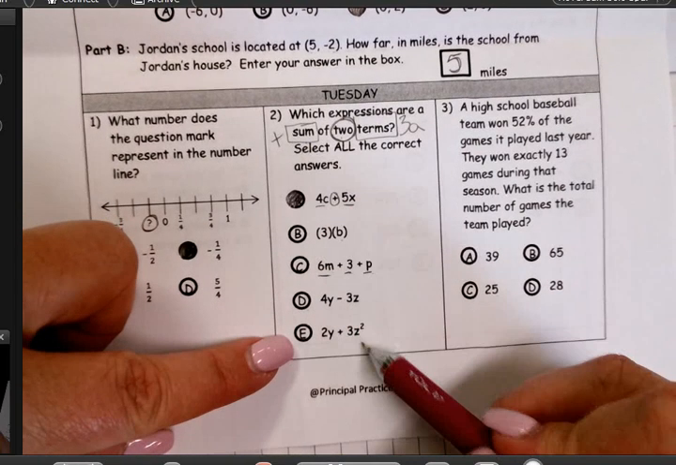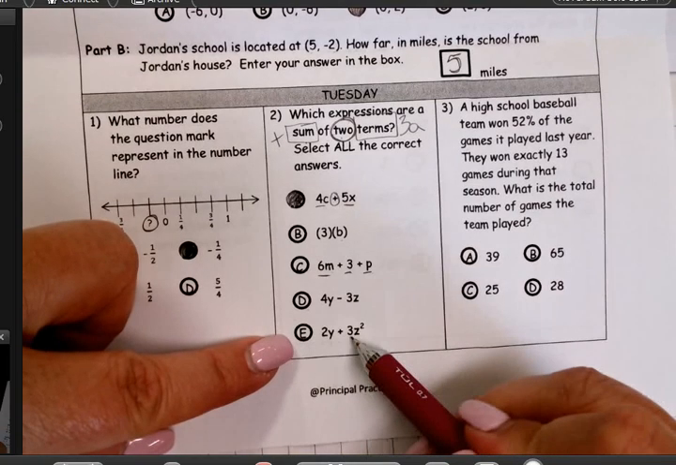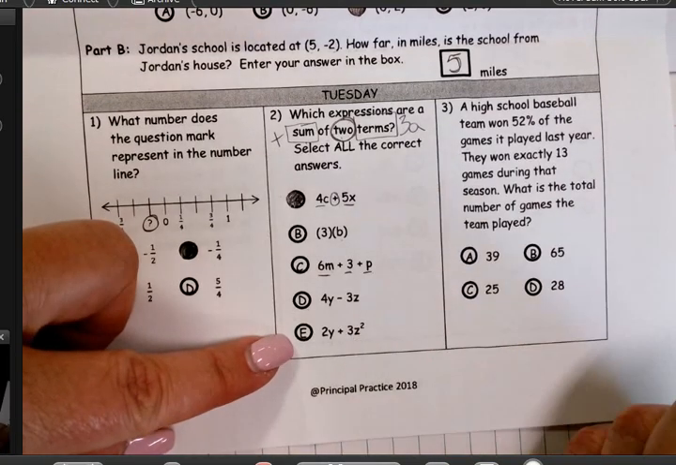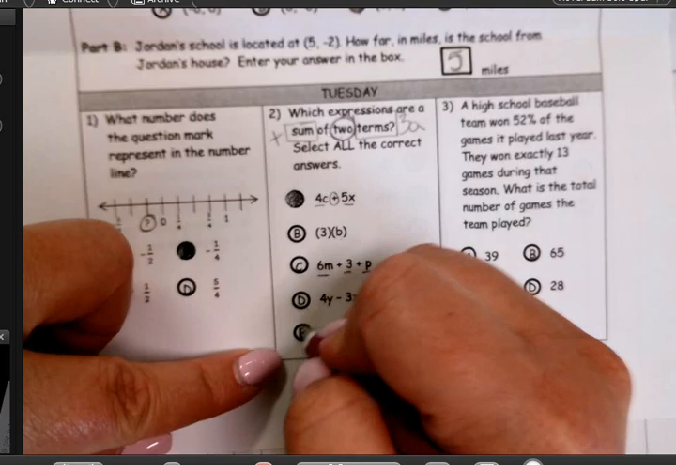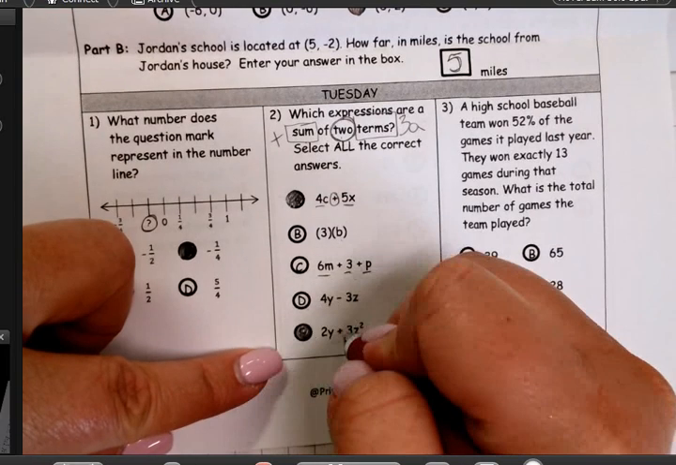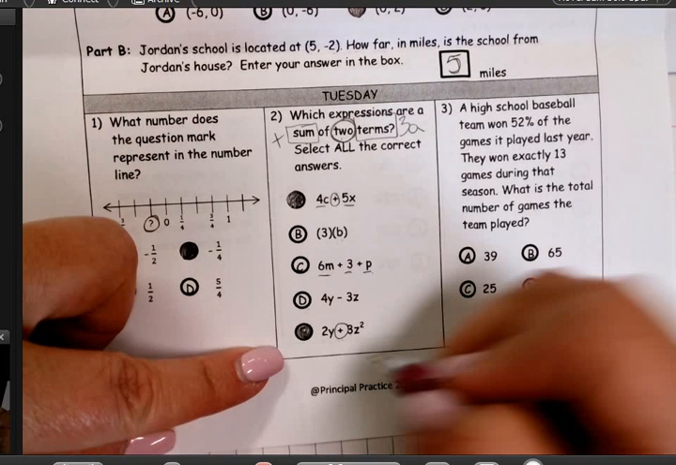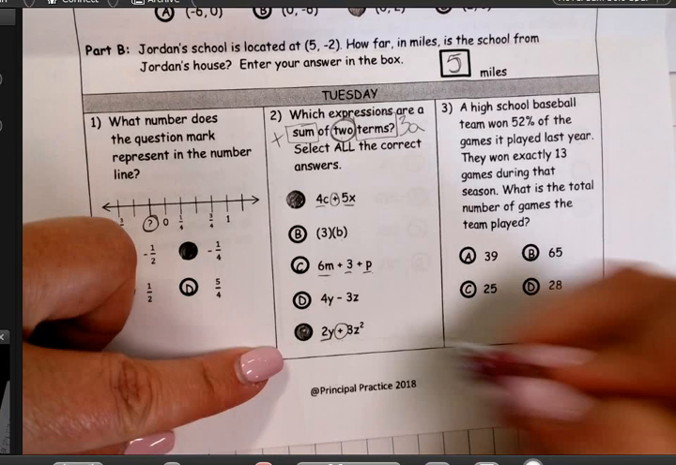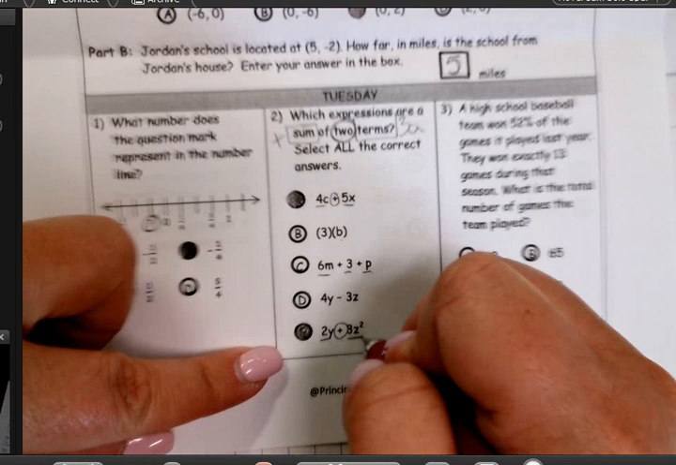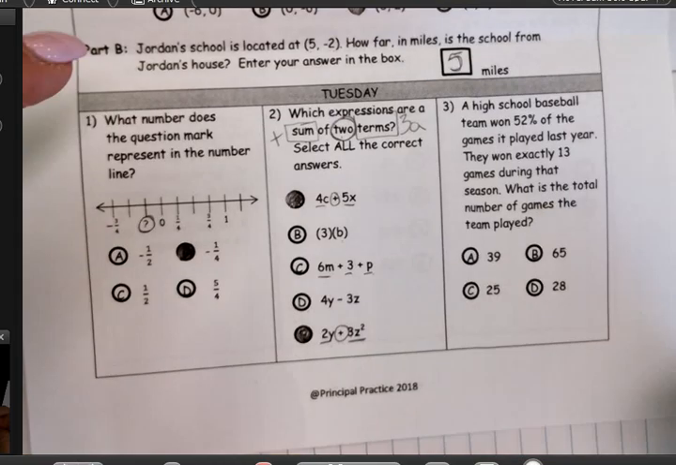E. 2y plus 3z squared. Yes. I have addition, which means I'm going to find the sum. 2y is one term, and 3z squared is another term. Okay?